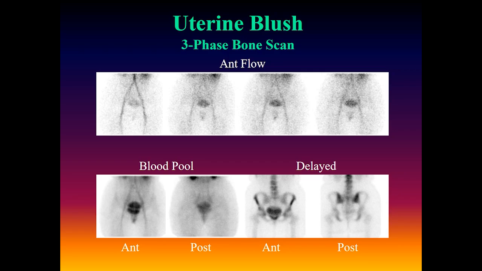The uterine blush is again seen on the blood pool image quite nicely, but it has disappeared on the delayed bone images. On the delayed bone image, you're looking at bladder activity.